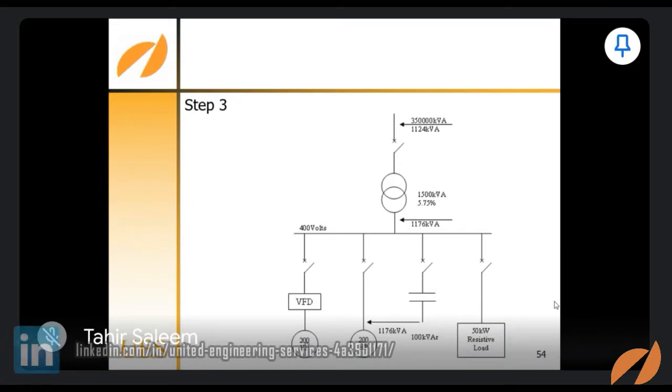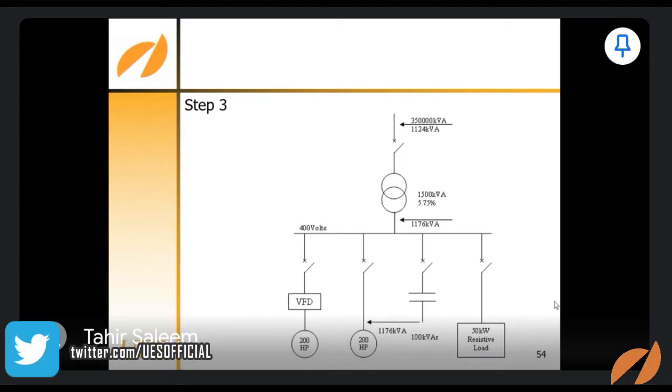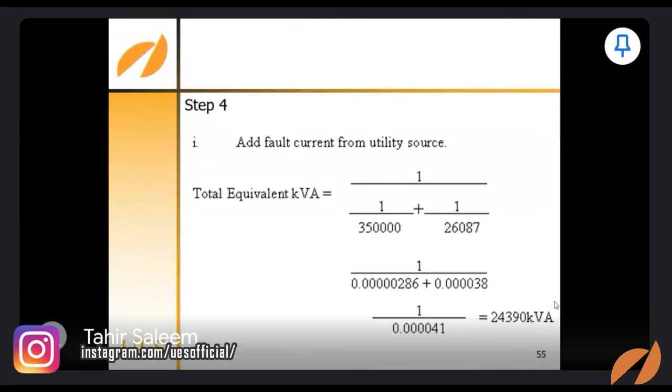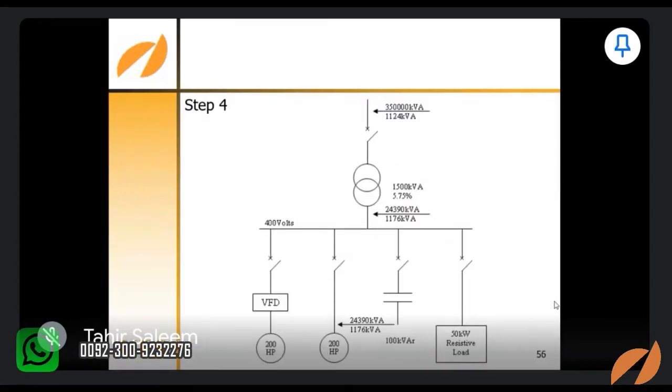So this is step 3. The utility contribution is above the arrow, and the motor contribution is also added below the arrow. This will give you the total fault of about 24,590 kVA, and with the help of the kVA you can calculate your short circuit current and select your components.